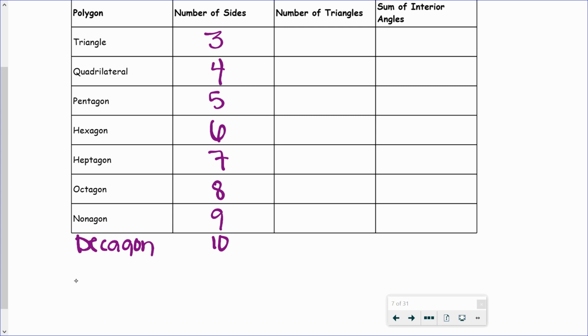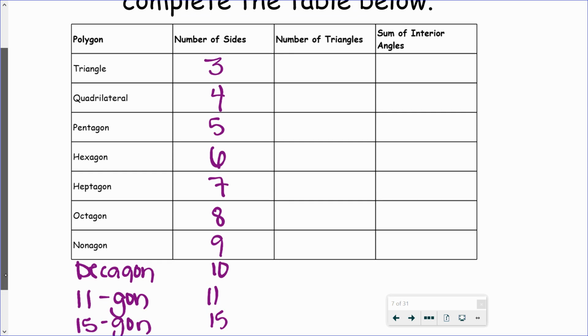And then you might even see things called n-gons. This is when you don't have a special name for a figure, so it's based on the number of sides. So let's just do an 11-gon, since that's the next one. That has 11 sides. Or a 15-gon. I don't have a special name for that, so that has 15 sides. So go ahead and fill out the rest of this chart.